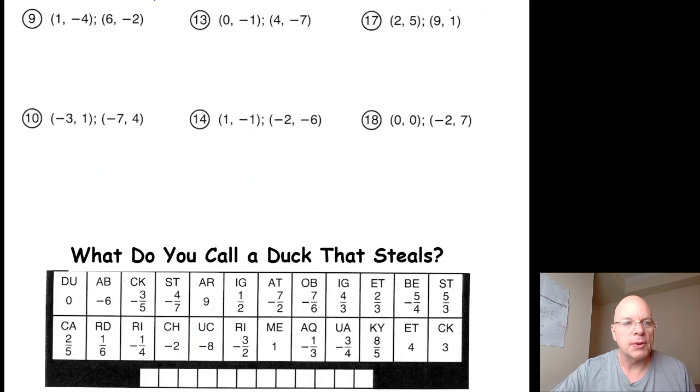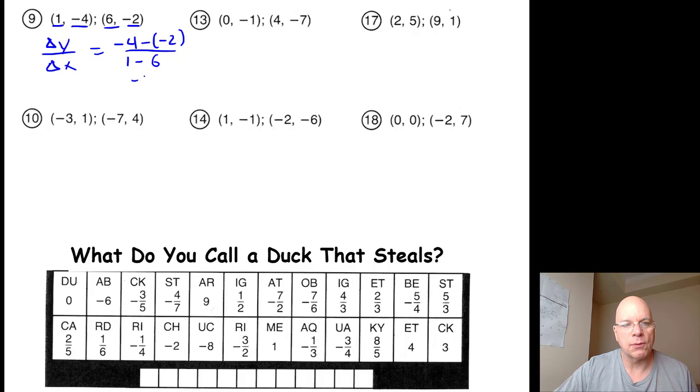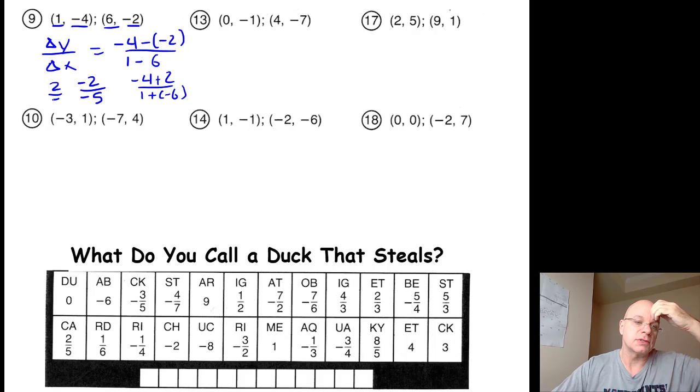So, all right, number 9, delta y over delta x. Negative 4 minus negative 2 over 1 minus positive 6. So negative 4 minus negative 2 is negative 4 plus 2. And 1 minus 6 is 1 plus negative 6. So you end up getting negative 2 over negative 5. Negative divided by negative is positive, so 2/5 is the slope for number 9, 2/5.